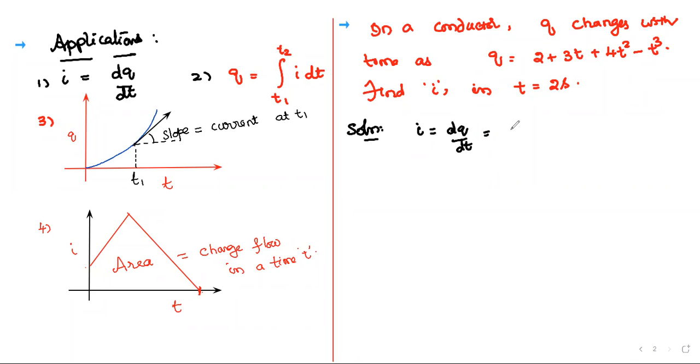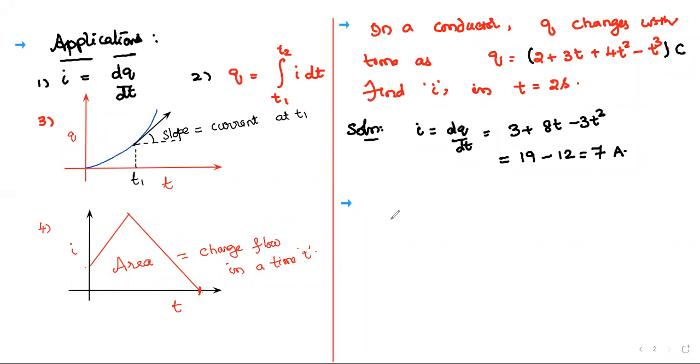dq by dt, that is 3 plus 8t minus 3t square. Okay, good. By substituting 2, 16 plus 3, 19, minus 2 2s are 4, 4 3s are 12. So it is 7 only. 7 is correct. If it is in coulombs, then the answer is amperes. 7 amperes. Very good. Easily all of you solved.